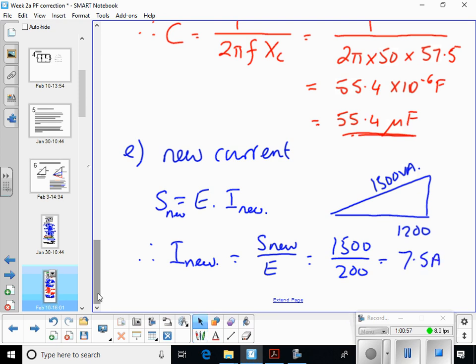I mean, not massively significant in this example question because there's a small load and a low voltage. But if we converted that to kiloamps, we would have gone from 10 kiloamps to 7.5 kiloamps, losing 2.5 kiloamps. So you can imagine the difference that might make in the main power line cables. They aren't changing size, but it means you can get more real power down that line. You can supply more real power and do more work.